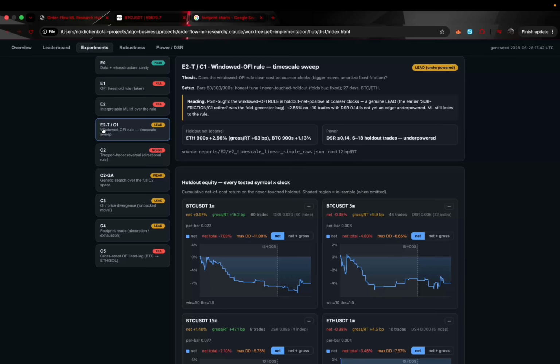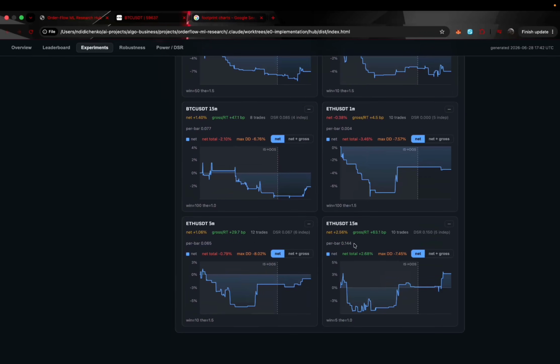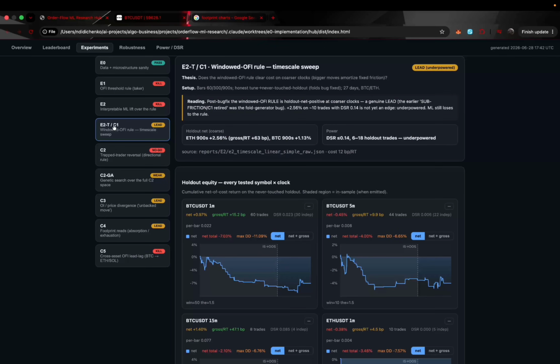Then we have a combination of E2 and C1. This one was tested on 1 minute, 5 minute, and 15 minute bars. That means we're not looking at windowed order flow imbalance, which also means we're looking at a bigger scale of a move, which is what I'm doing in most of these experiments, because trying to catch small tick movements is not worth it, because the costs for crypto features are quite high. Conclusion for this one was a genuine lead, but still only Ethereum is profitable, and not that good to be honest. Let's go further.